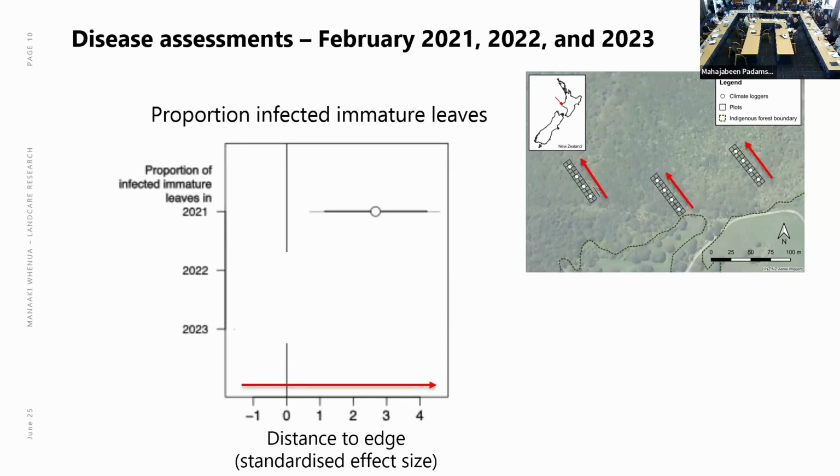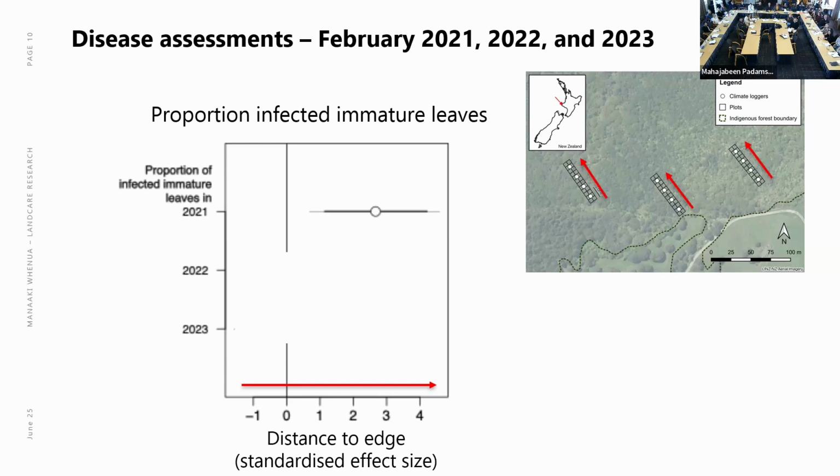So this is a result from a Bayesian hierarchical model looking at the influence of forest edge on infection. So our main question. The main response is the proportion of immature leaves in each of the three years of our study. I'm just showing you the first year at the moment. The x-axis is showing the distance to edge, but it's been converted to a standardized effect size. So it measures how influential the distance to edge is in the model, with positive numbers meaning distance to edge increases infection, and negative numbers, not that that's what we're seeing here, would mean distance to edge decreases infection. I've added a red arrow to the plot and at the maps to help interpret this. So in the case of 2021, as you're heading into the forest, myrtle rust infection actually increases.